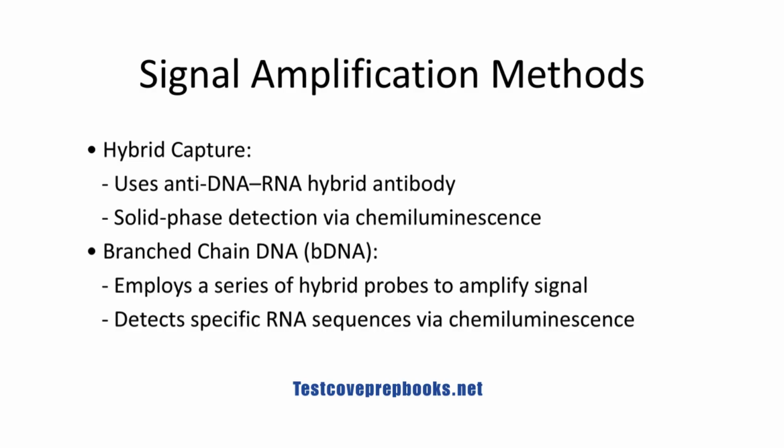The second method is branched chain DNA, or bDNA. This relies on a series of hybrid probes that bind to the target sequence and build a branched structure. This structure enhances the signal, also detected through chemiluminescence, allowing for the detection of specific RNA sequences. In summary, probe amplification methods like LCR, SDA, and Qβ replicase increase the number of probe-target hybrids. Signal amplification methods like hybrid capture and bDNA amplify the detectable signal, not the target, enabling sensitive molecular detection.